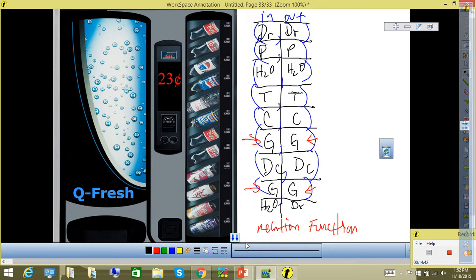So now check this out. Look up, please. Did we press H2O before? Yes. And what did we get? H2O. Did we press it a second time? Did we get the same thing as the first time? No. Therefore, this is not a function. Because it's not functioning correctly. Does everybody understand? Now, let me show you with numbers.